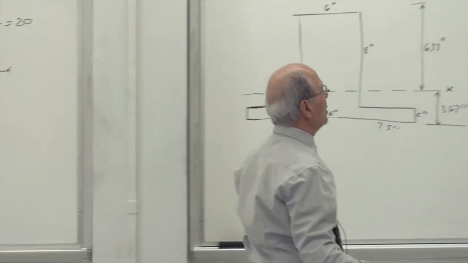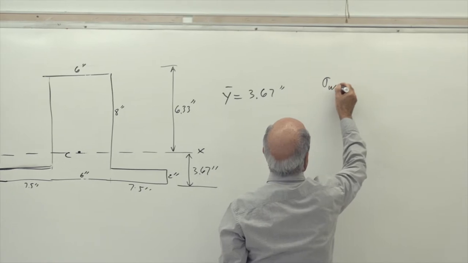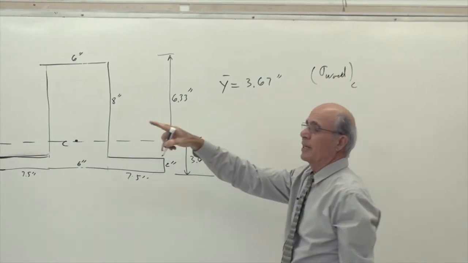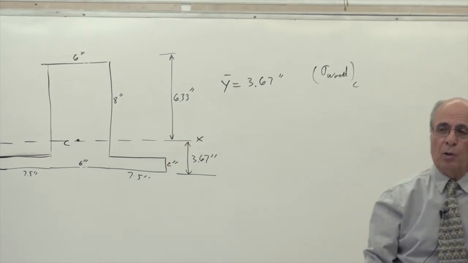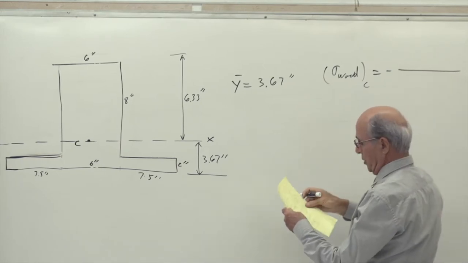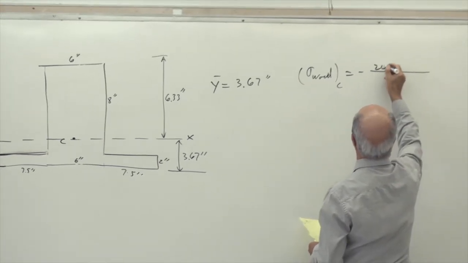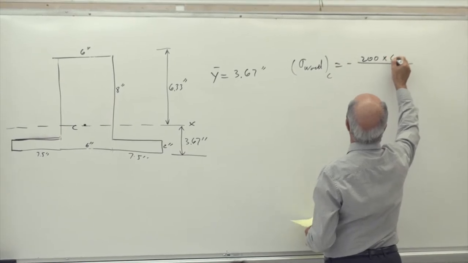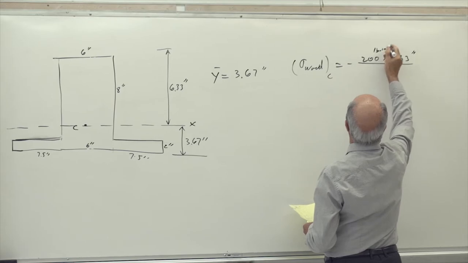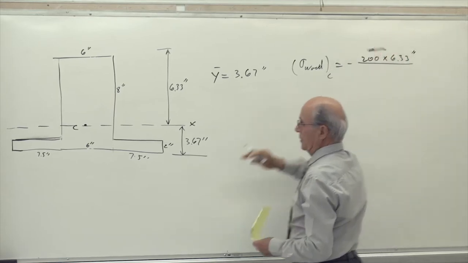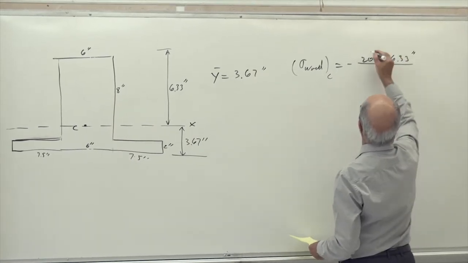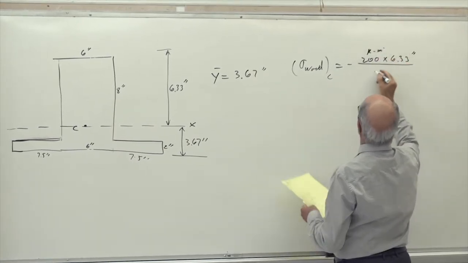Therefore, what's the sigma at that point? Sigma, we call it wood, at material wood, but it is in tension or compression according to your moment. It is in compression. Therefore, it becomes minus. How much moment did we have there? I have written it here: 200 kips inch, multiplied by 6.33 inches. And this is pound inch, or kips inch, I'm sorry, so we get the answer in ksi. Kips inch times inch, divided by I.